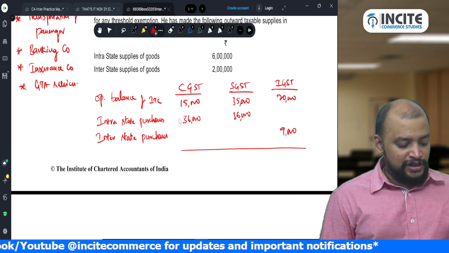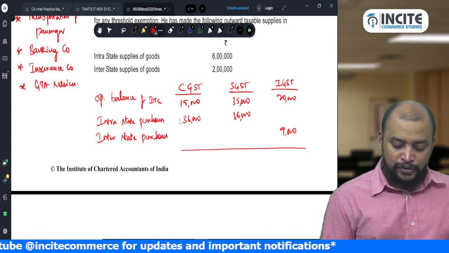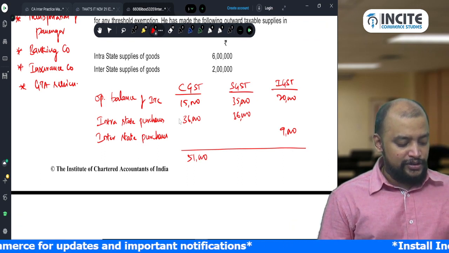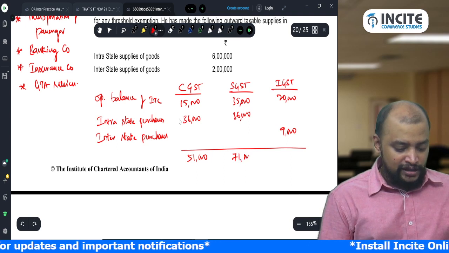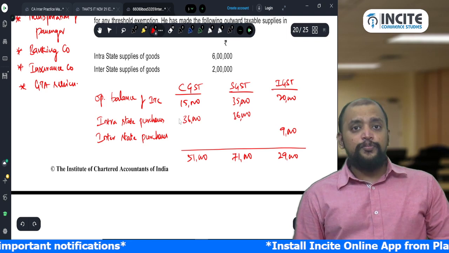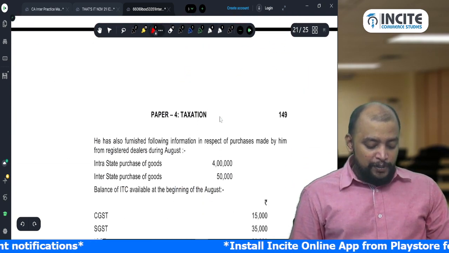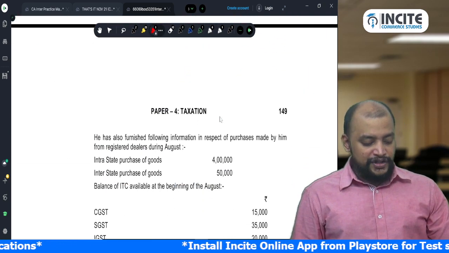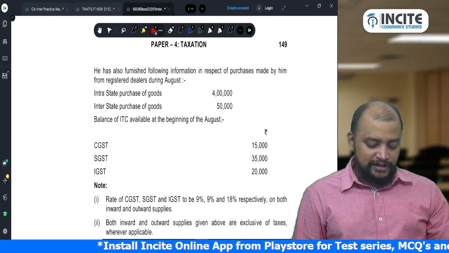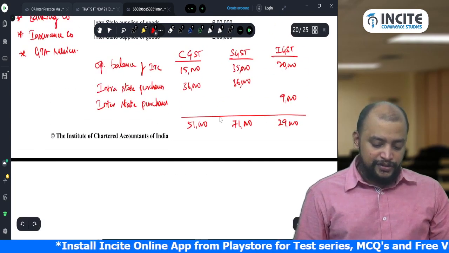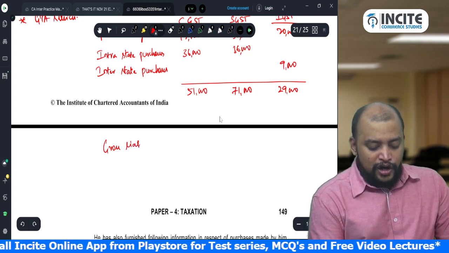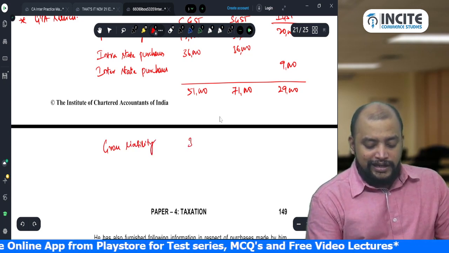So 15,000 plus 36,000 will come to 51,000, and then 35,000 plus 36,000 is 71,000. And 29,000 will be taken as the IGST input tax credit. Now what is their liability? Intrastate supply of goods 4 lakhs, so 4 lakhs into CGST, SGST 9%, 36,000. So gross liability, if you see, is 36,000.